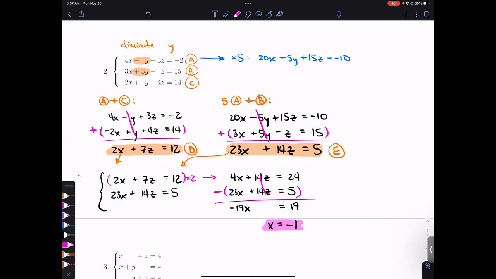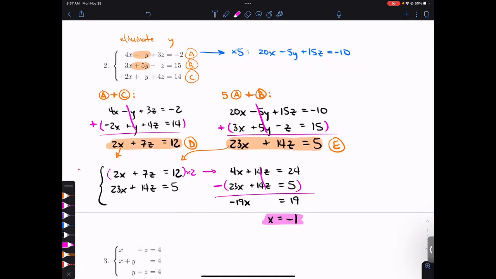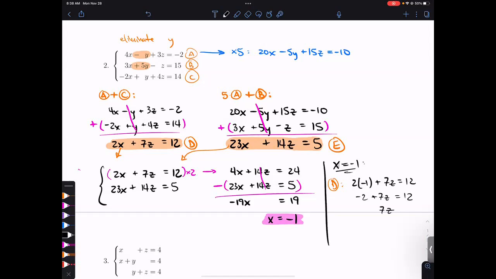So if x is -1, what can we find next? Z. Using either of those two equations that I labeled D and E, the two that we came up with, we can find z. So if x is -1, then D becomes 2 times -1 plus 7z equals 12. So 7z is 14. So z is 2.